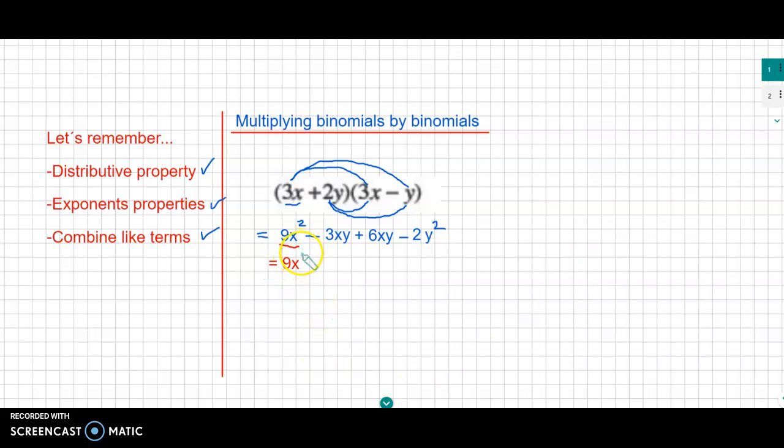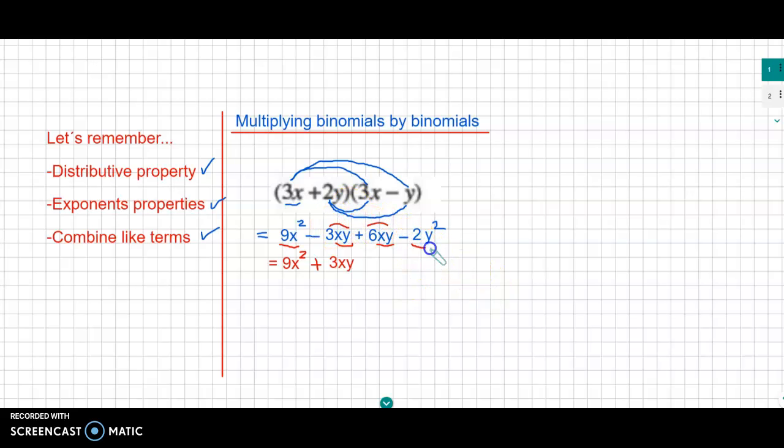Then let's check, for example, here we have minus 3xy. Which terms have the same variables here? We also have 6xy. So we keep the same variables and we add the like terms as usual. We just add minus 3 plus 6, which is plus 3xy. So we already combined this and this.